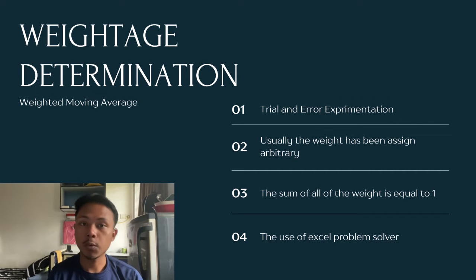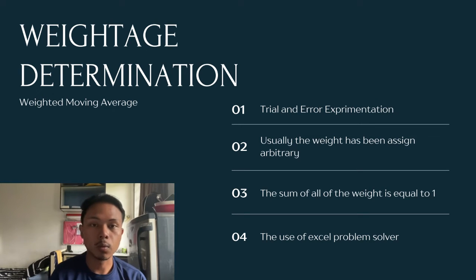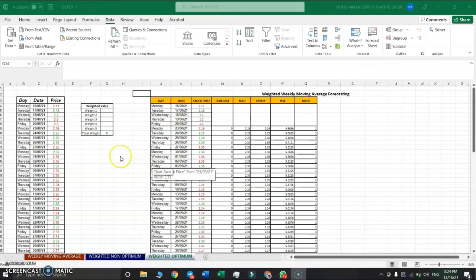Other than assigning the weight randomly or doing trial and error experimentation, we can also use software such as Excel. In Excel, we can use the Excel Solver for us to get an optimized weighted value. To get an optimized weighted value by using the Excel Solver, first of all, we need to put our data in this Excel sheet as usual, and then we need to calculate the weighted weekly moving average by using the random weight that we have assigned before.